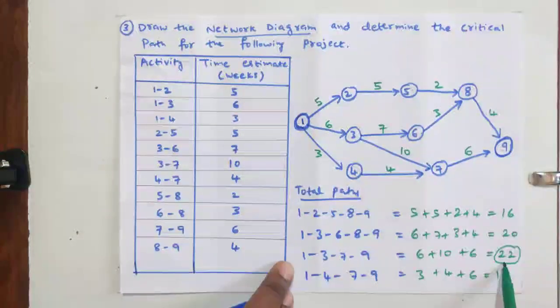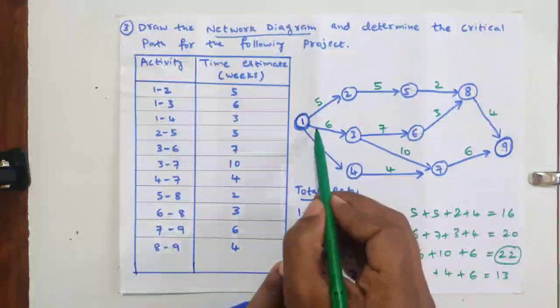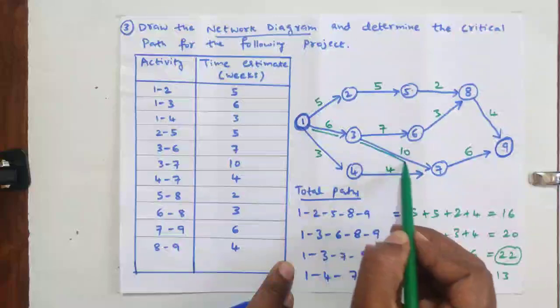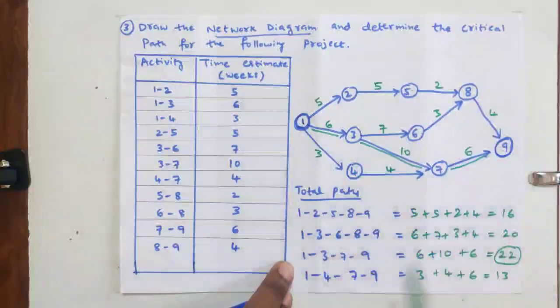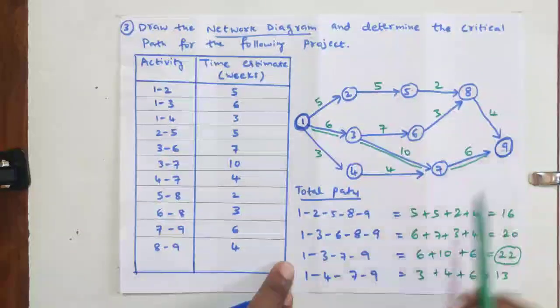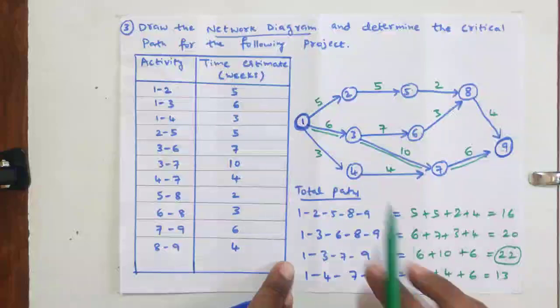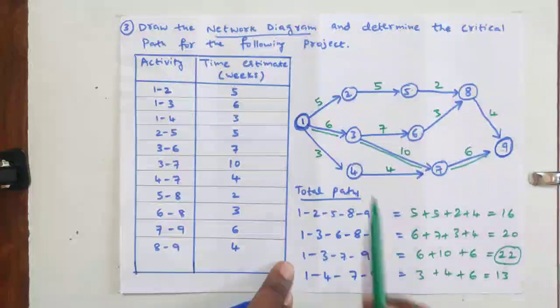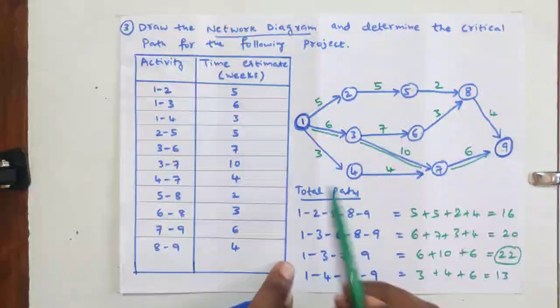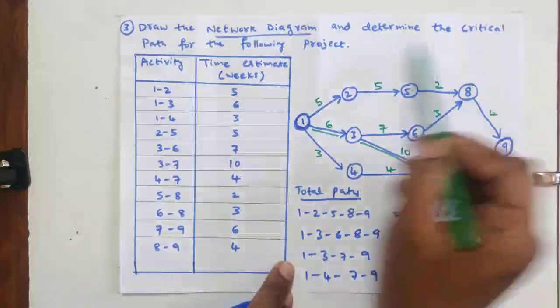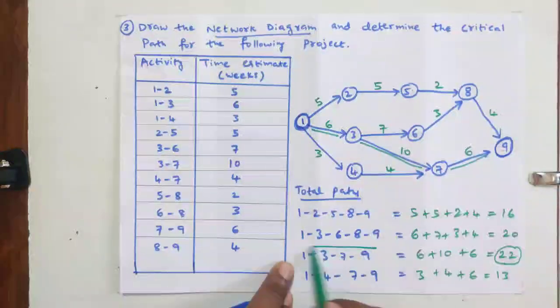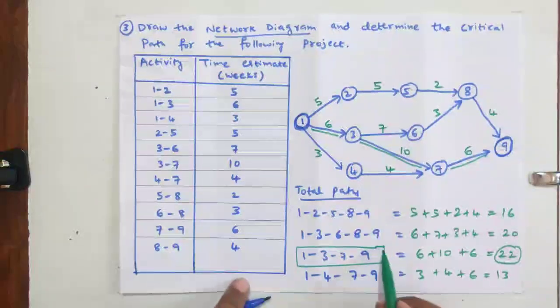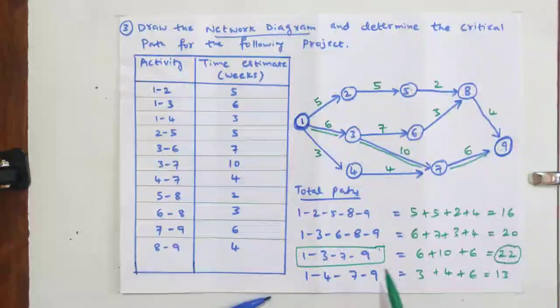22 weeks is the project completion time, and this 1 3 7 9 path is the critical path. These 1 3 7 9 are the critical events and critical activities. Here they are asking to draw the network diagram, which we have drawn, and to determine the critical path. This 1 3 7 9 is the critical path. We have found the critical path and drawn the network diagram. In this way we need to solve this problem.